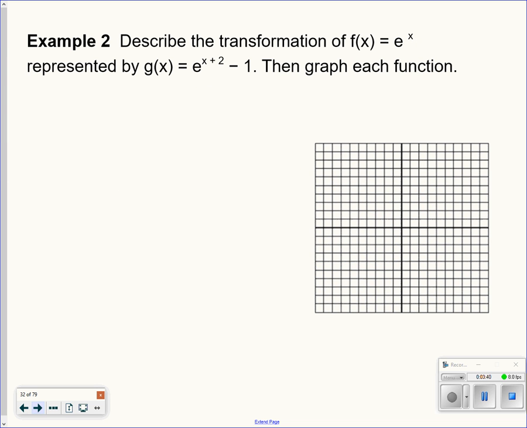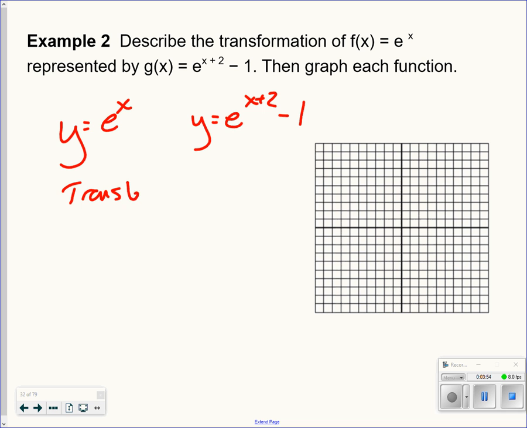Describe the transformation. F of x is equal to e to the x, and f of x is equal to e to the x plus 2 minus 1. I'm just going to write them down. So what did they do here? Well, they replaced x with x plus 2, so that is a translation to the left 2. And then a -1 would be a translation again down 1.